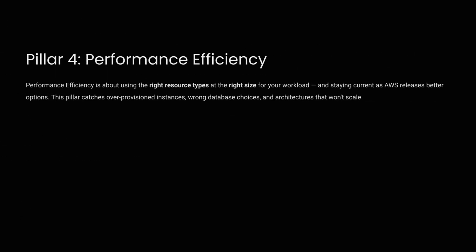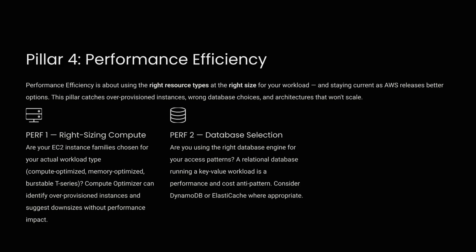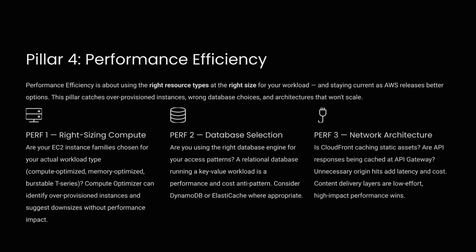Pillar 4, Performance efficiency involves using the right resource types at the right size and staying current with AWS options. This pillar catches over-provisioned instances and wrong architectural choices. Focus on right-sizing compute, selecting the correct database, and optimizing network architecture with content delivery layers like CloudFront.